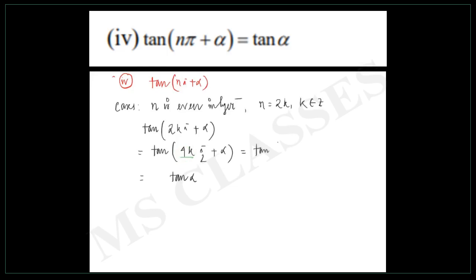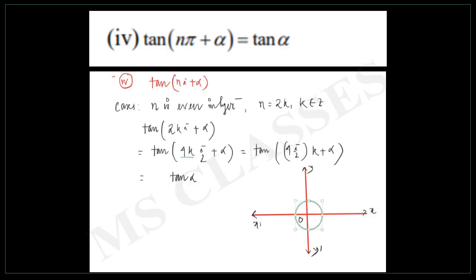Tan of 4 pi by 2 into k plus alpha. Now 4 pi by 2 into k means the number of circles here. So here we get x prime, y, x, the origin, and y prime. Here we have a number of circles. How many circles? We have k circles.